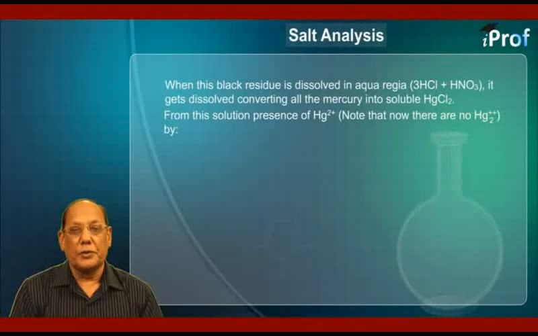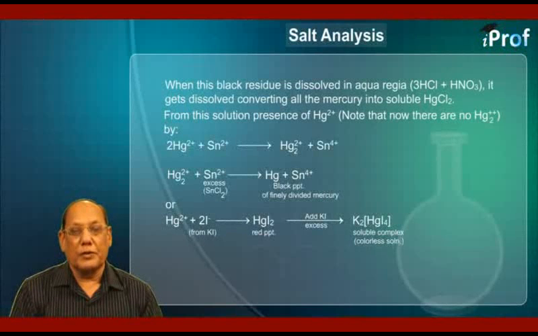From this solution, presence of mercuric ions, note that now there are no mercurous ions, can be shown by the following reaction. 2Hg2+ plus Sn2+, we get mercurous ion plus Sn4+. Next, mercurous ion plus Sn2+, but now they are in excess. By adding excess of SnCl2, we get finely divided mercury in the form of black particles plus Sn4+.